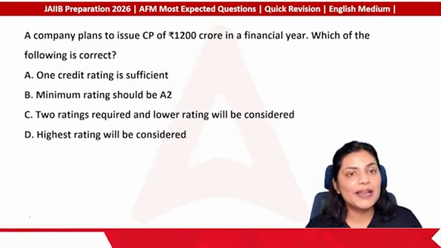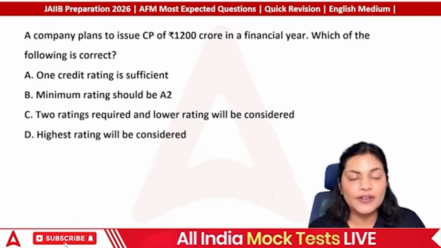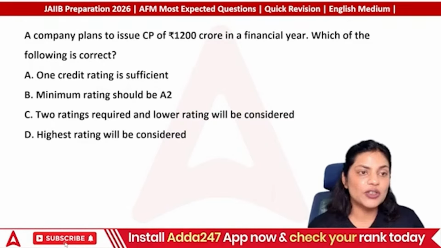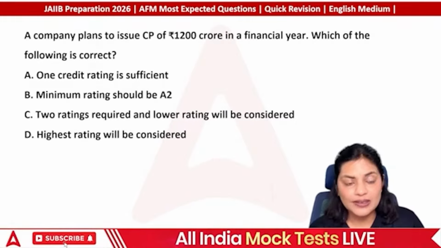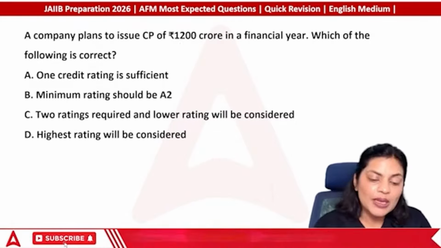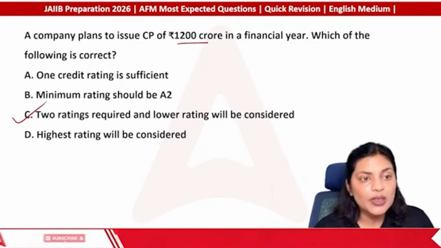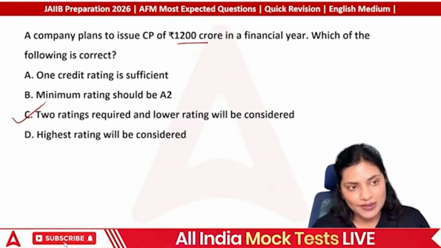A company plans to issue a commercial paper of 1200 crore in a financial year. Which of the following is correct? 1, credit rating is sufficient. Minimum rating should be A2. 2 ratings required, and lower rating will be considered. Highest rating will be considered. Now, because the issue size is 1200 crore, we would need ratings from 2 credit rating organizations, and the lower one would be considered, right?